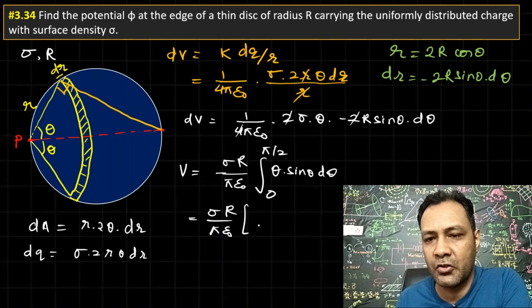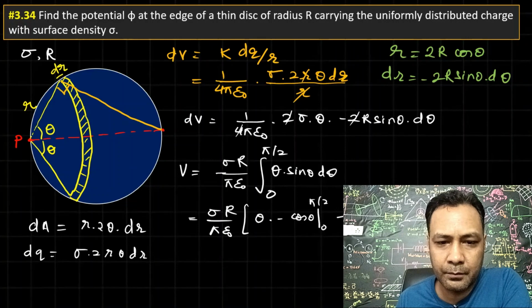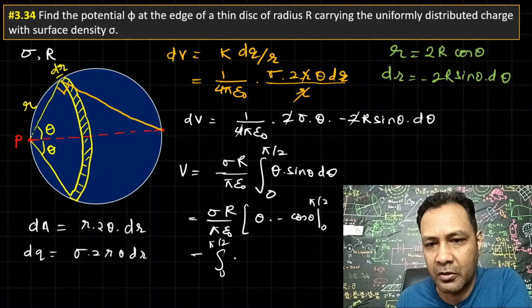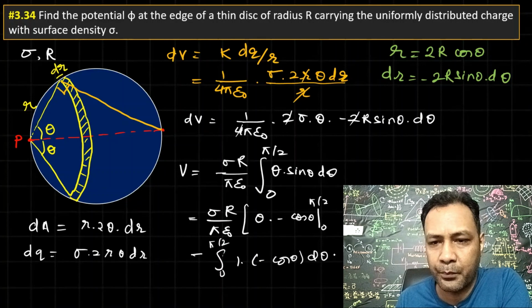Now the first function is theta. The integration of the second function is minus cos theta from 0 to pi by 2, and then minus the integration from 0 to pi by 2 of, again, the integration of theta which is 1, and the integration of sine theta which is again minus cos theta, d theta.